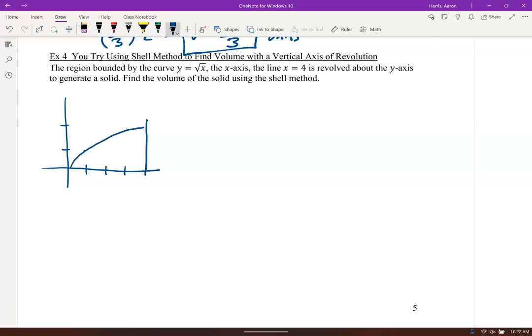So here's the square root function, and the y-axis is the bottom of this. So that's the region bounded. And we're going to spin this about the y-axis. All right, this is our axis of revolution. So I'm going to cut it parallel to it, and I'm going to spin that. So we'll have that cylindrical shell.